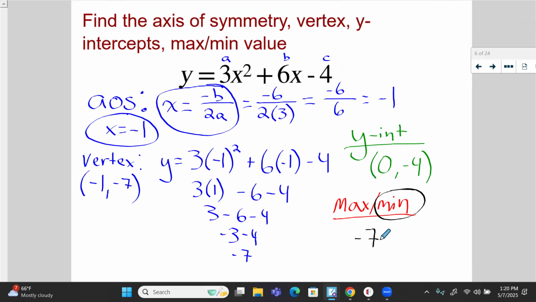This is how you find all the parts of this. This will make sense once we start graphing the next day. But right now we're finding all the different parts of the graph. First thing we find is our AOS. Next thing we find is our vertex. Then we identify our y-intercept, and then we identify our max or minimum value.